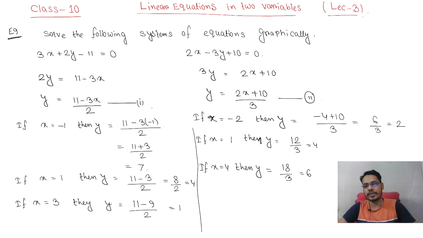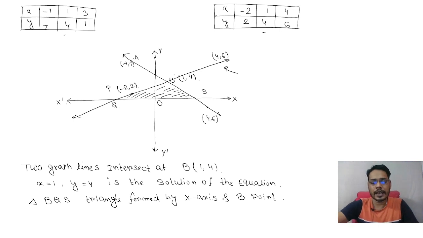In the second equation, if x is minus 2, then y is 2. If x is 1, y is 4. If x is 4, y is 6. Now you can put the values in the tables. Now draw these points and they will intersect each other at a point, that is 1 comma 4. So that means B is the intersection point. That means it has one solution where the x coordinate is 1 and the y coordinate is 4.